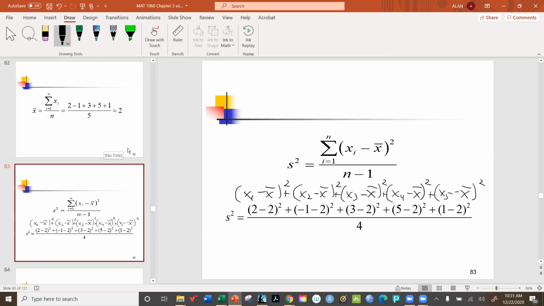All right. And then of course here, the reason why this is 4 is because remember the sample size was 5.